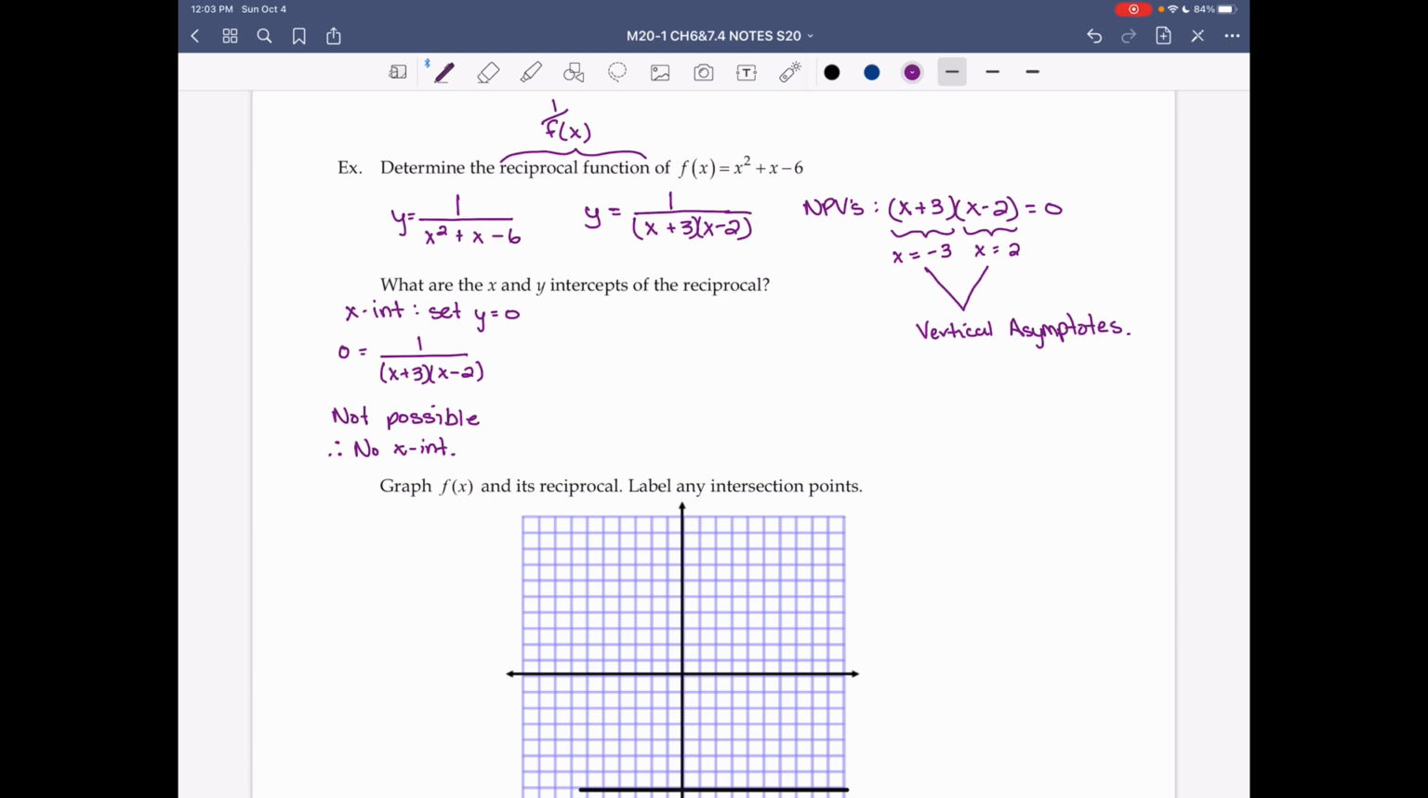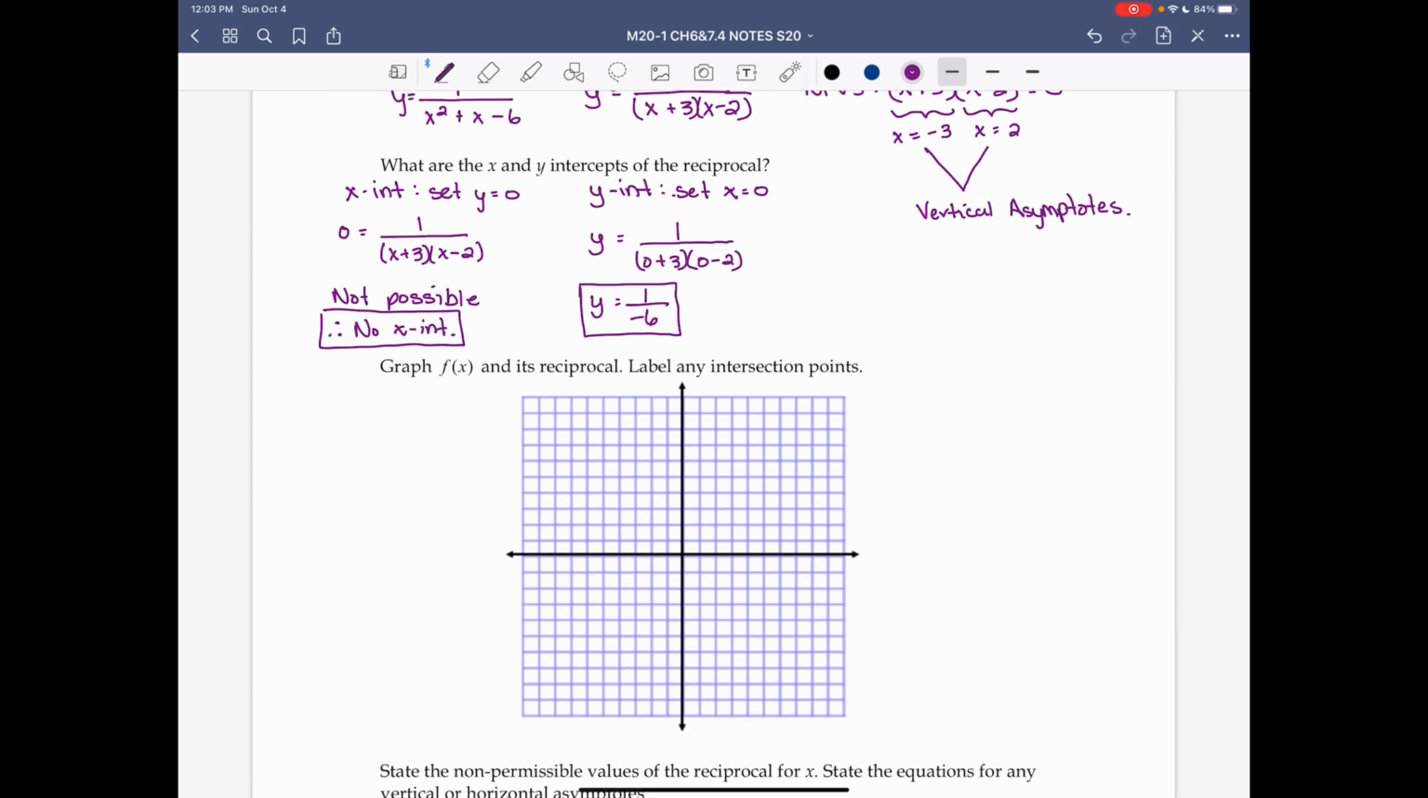Let's do the y-intercept. We want to set x equal to 0 because the value of x at the y-intercept is 0. Y equals 1 over (0 plus 3) times (0 minus 2), which is 1 over 3 times negative 2, which is negative 6. So y is equal to negative 6 is our y-intercept, and we had no x-intercept.